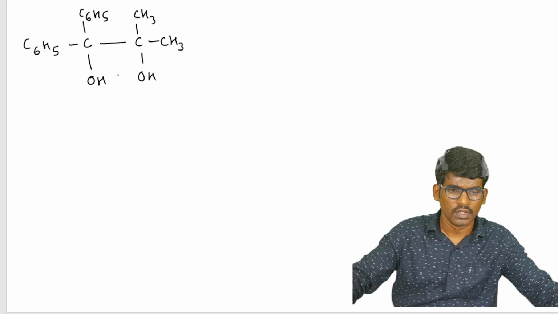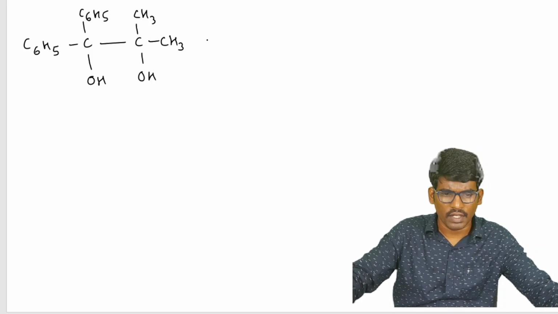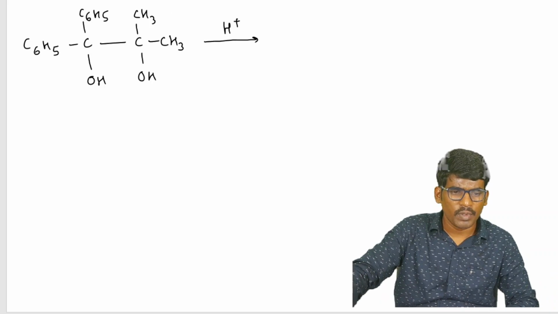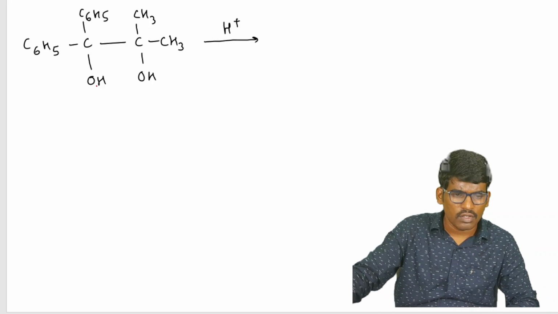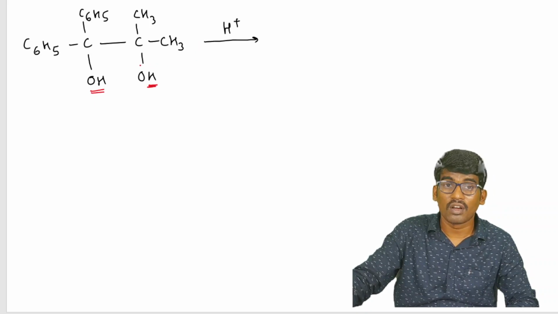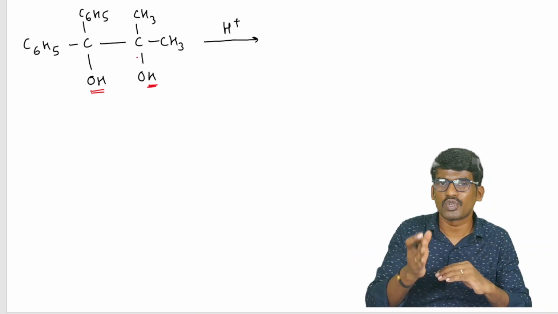Now this is the group we have taken, a diol, and we are treating it with an acid. Many people will get a doubt: sir, should I remove this OH or this OH to combine with H plus? It all depends on the stability of the carbocation which is going to be formed.